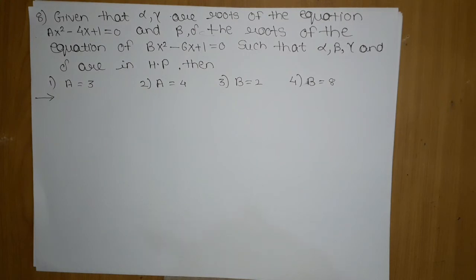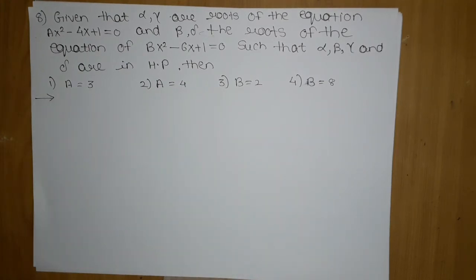Given that alpha, beta are the roots of the equation A x square minus 4x plus 1 equal to 0, and gamma, delta are the roots of the equation B x square minus 6x plus 1 equal to 0, such that alpha, beta, gamma and delta are in HP.